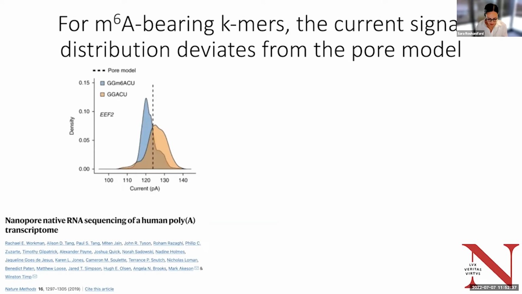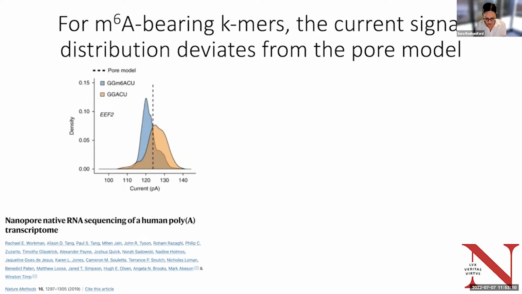So one such control was used to explore the current signal distribution at the site of a known M6A modification. And they found that there was an ionic current signal deviation caused by the M6A residue. So you can see that your canonical 5-mer or K-mer sequence is shown in orange. And you can see in the presence of the M6A, you're deviating from the normal signal. So you're deviating from the normal current blockage that you're seeing.